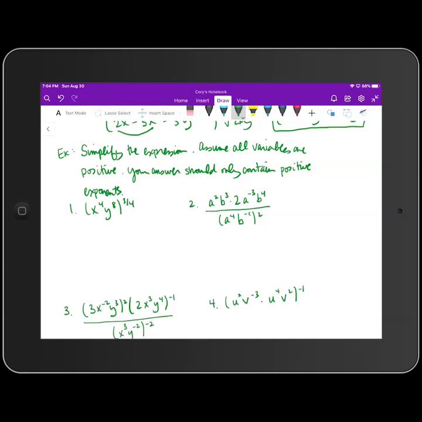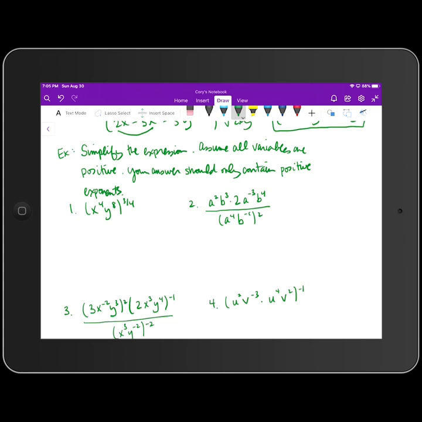Okay, we're going to move on to the next set of examples. So directions here ask us to simplify the expression, and then we're asked to assume all variables are positive. And lastly, you're told that your answer should only contain positive exponents. Okay, so in order to simplify things completely, we have to have positive exponents in our result.